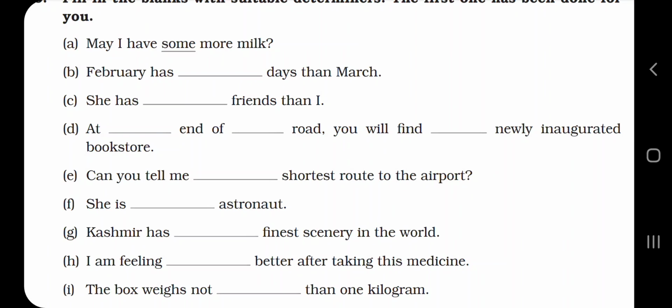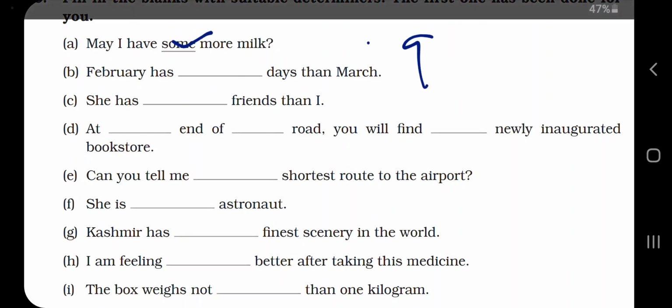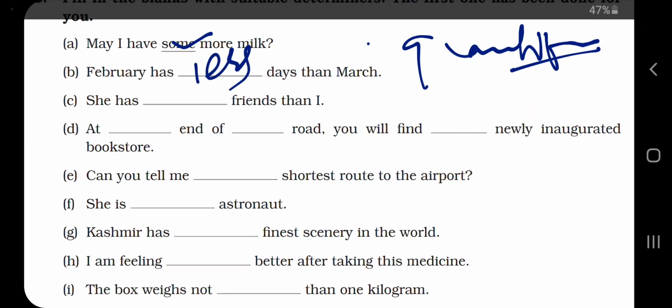Now let's see some. Some is a quantifier. We have another determiner, that is quantifier, means it is determining the quantity of something, quantity of noun. So may I have some milk? February has fewer days than March. She has more friends than I. Now comparison, so then is used. More friends than I.